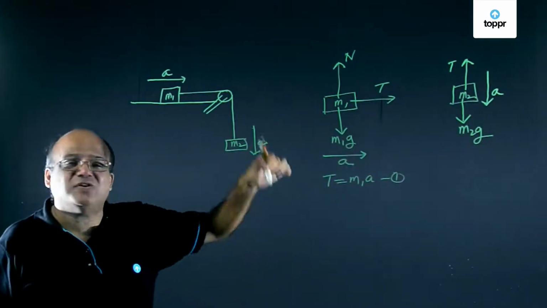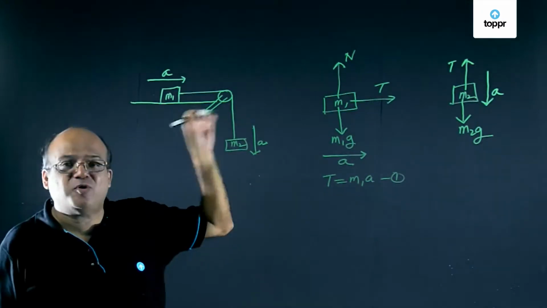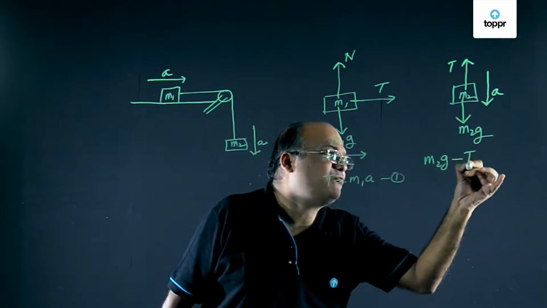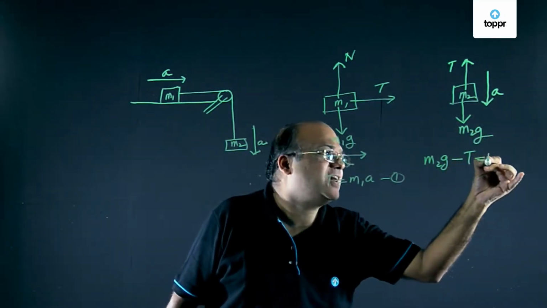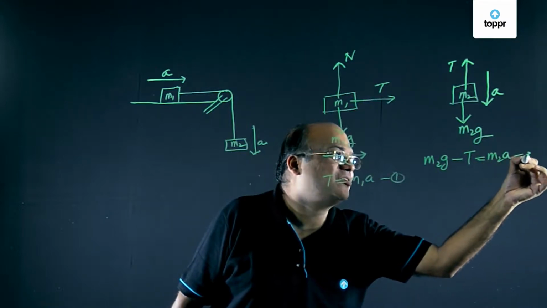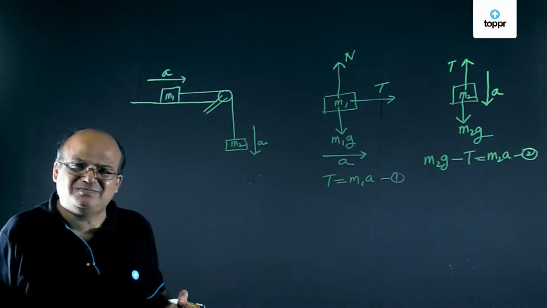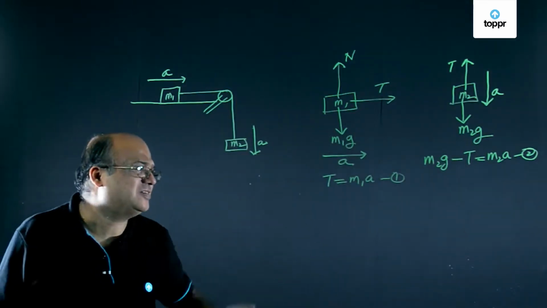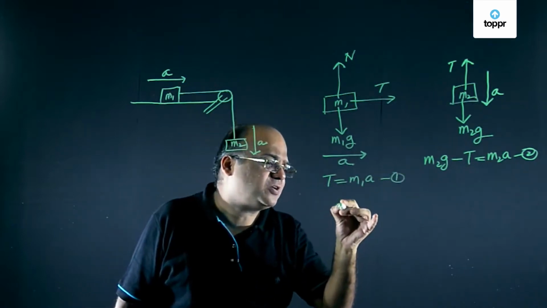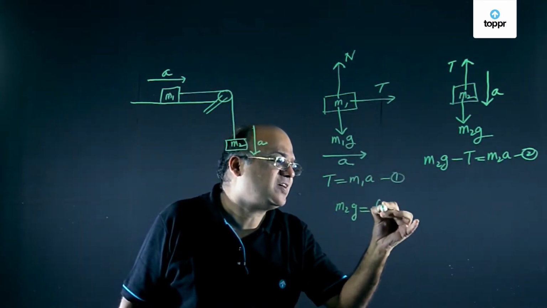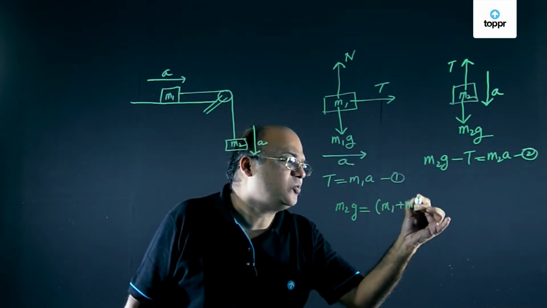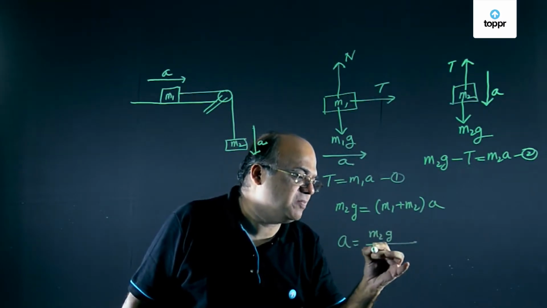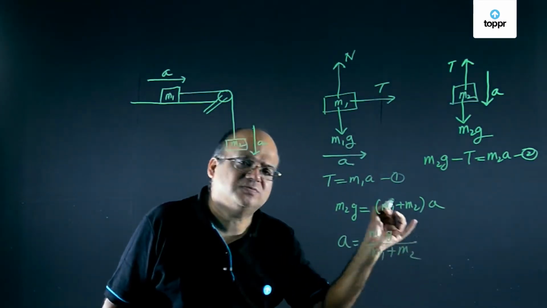So acceleration is downwards, so net force must be downwards. m2g must be more than tension. So m2g minus T is the net force in the direction of acceleration, and that will be equal to m2a. Let's call this equation number 2. Again, if you add the two equations, tension will vanish. Tension gets killed. So you are left with m2g only if you add the two equations. And what is there on the right hand side? (m1 plus m2) into a. So in this case, acceleration is m2g by (m1 plus m2).